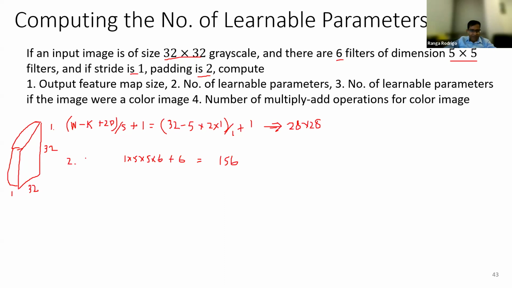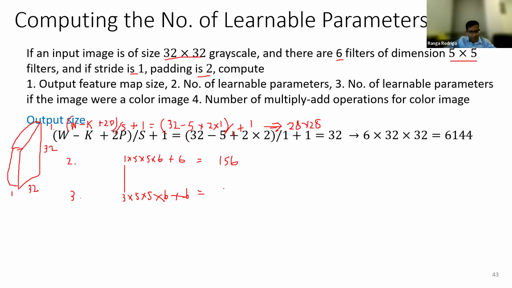Number of learnable parameters if the image is a color image. If the image is a color image, instead of this 1, you get 3, right? 3 times 5 times 5 times 6 plus 6. 456.